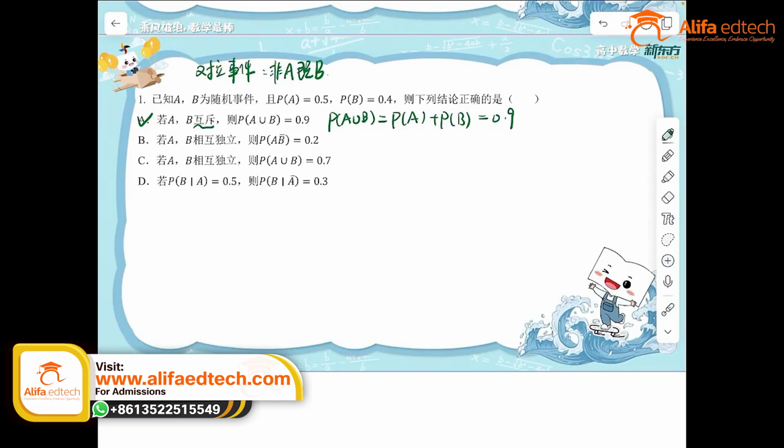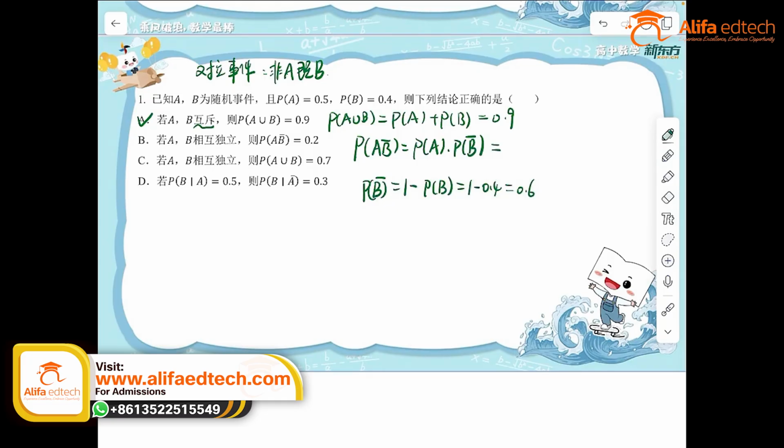For option B, it says that if A and B are independent, then P(A and B bar) has probability 0.2. For independent events, we know that the probability of both independent events occurring is equal to the product of their individual probabilities. Therefore, P(A and B bar) should be equal to P(A) multiplied by P(B bar). Now, P(B) is 0.4, so P(B bar) should be equal to 1 minus P(B), that is 1 minus 0.4, which equals 0.6.